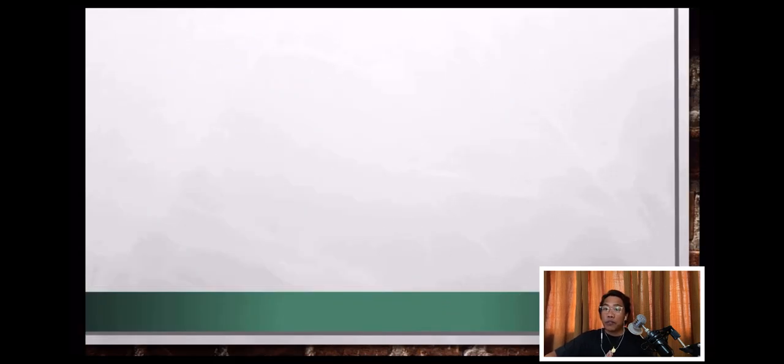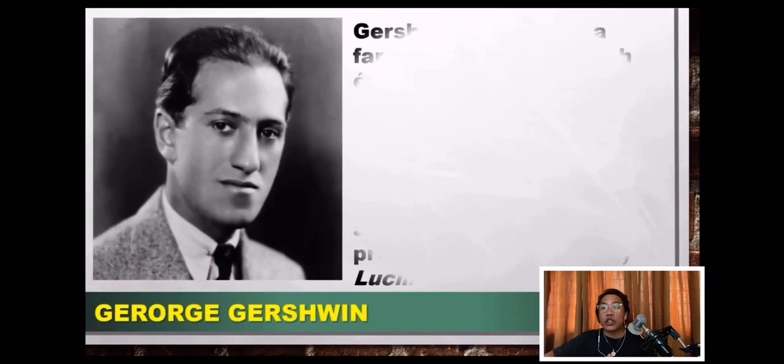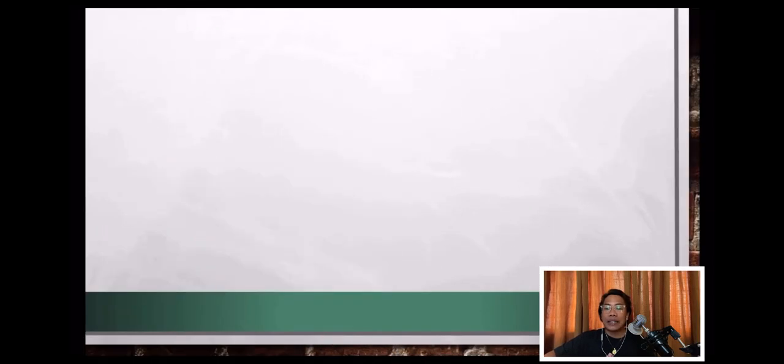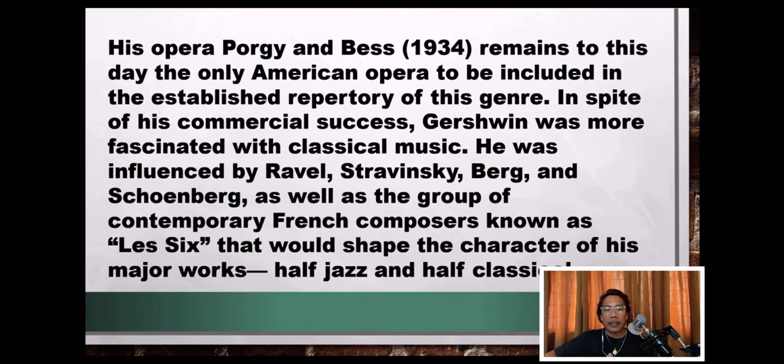The first composer of this musical style is George Gershwin. Gershwin came from a family of Russian Jewish immigrants. Although the family was not musically inclined, George showed an interest in music when he was about 10. In 1918 and 1919, his work began appearing in Broadway productions like La La Lucille, a musical farce. His opera Porgy and Bess in 1934 remains to this day the only American opera to be included in the established repertoire of this genre.